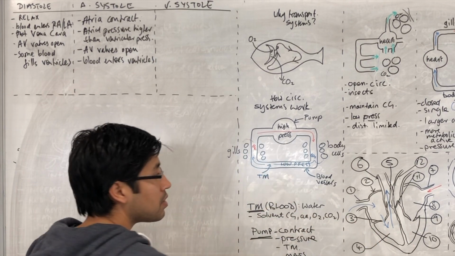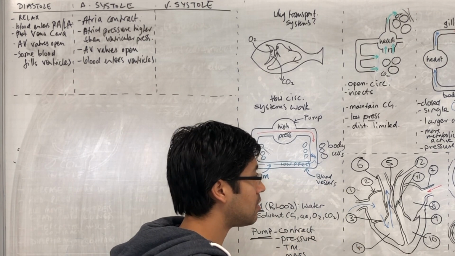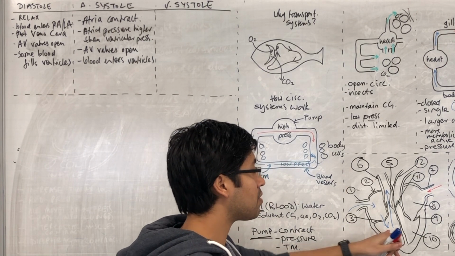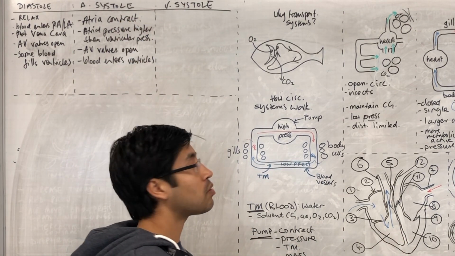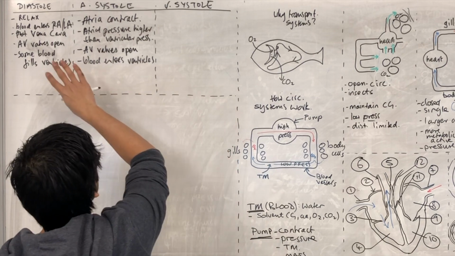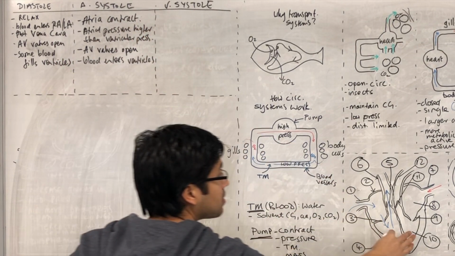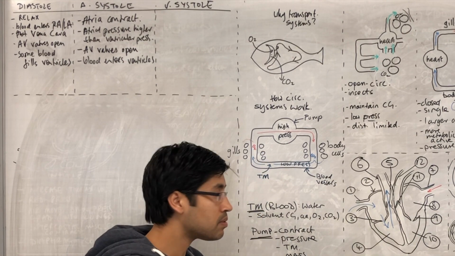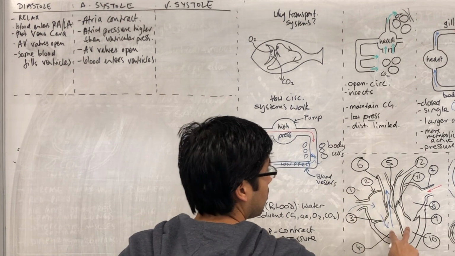So what are the key distinguishing features, and what's the series of events that happens during ventricular systole? So again, systole means contraction, so remember that. Okay, diastole, relax, systole, contract. Now we're in ventricular systole, which is the contraction of the ventricles. So ventricles contract.